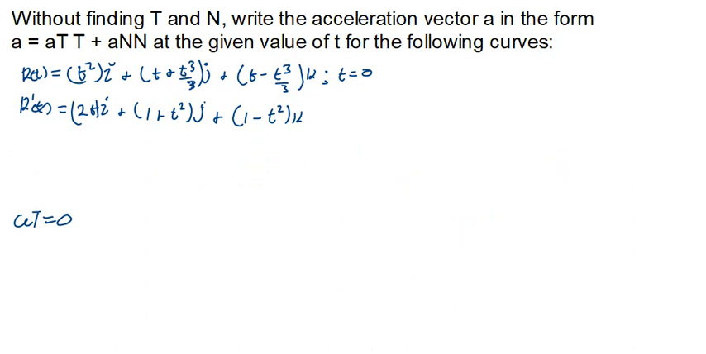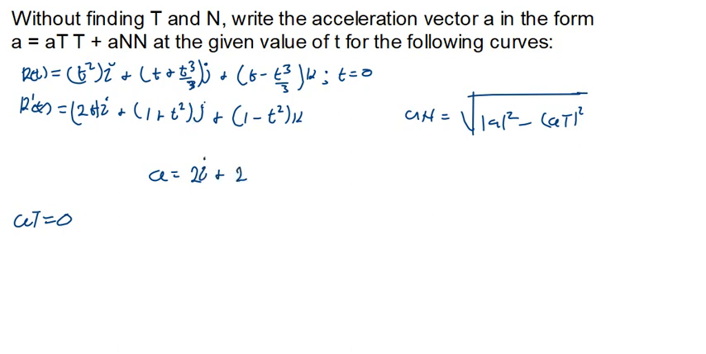So what about my a_n? My a_n is equal to the square root of the magnitude of a squared minus a_t squared, like that. So our a is simply the second derivative of what we have there. Differentiating this, what we get is a 2 in the i, then differentiating this part we get 2t in the j, then minus 2t in the k. Okay, that's the second derivative. And even at this point, I think I can substitute in advance. This will give me a 0, and that will give me a 0.